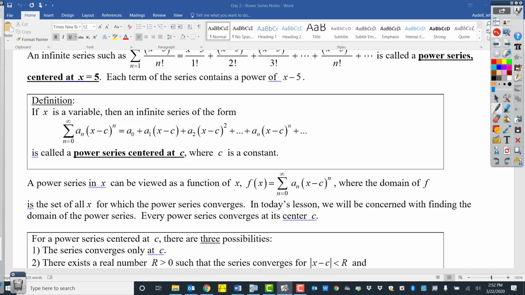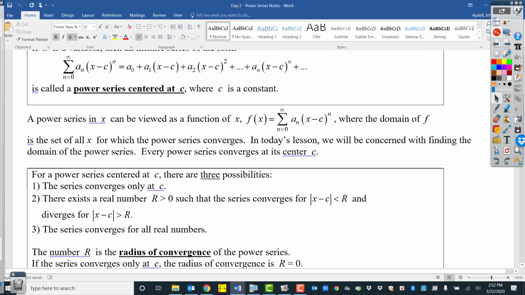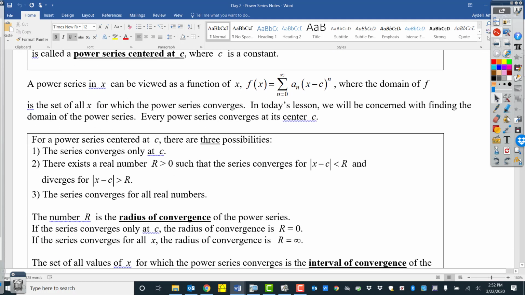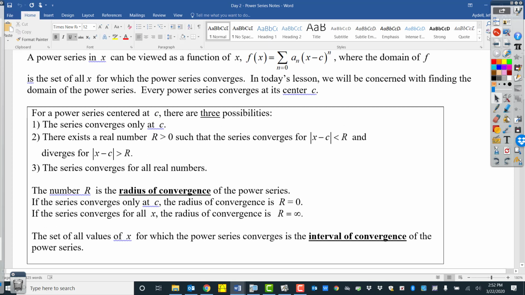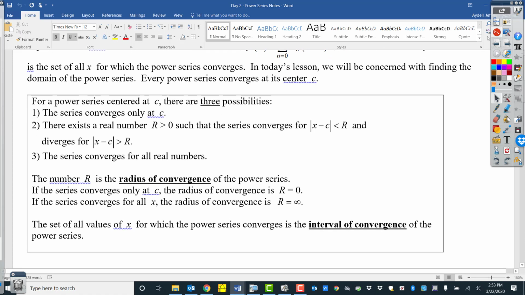Okay, so a power series in x can be viewed as a function of x. So the function of x is equal to the sum, where the domain of f is the set of all x values for which the power series converges. Today, we're going to be looking at finding the domain of a power series. Every power series converges at its center, c. Now, we're going to be looking for what values it converges.